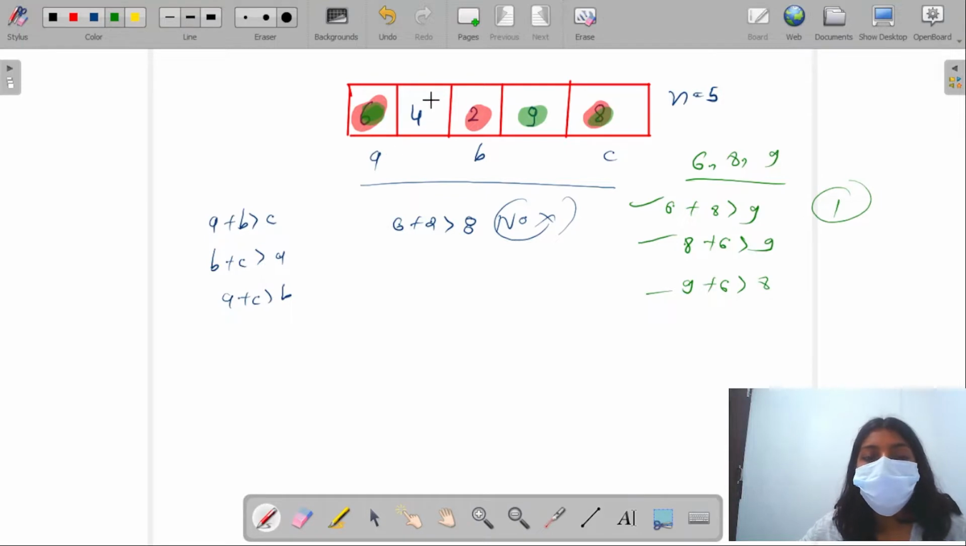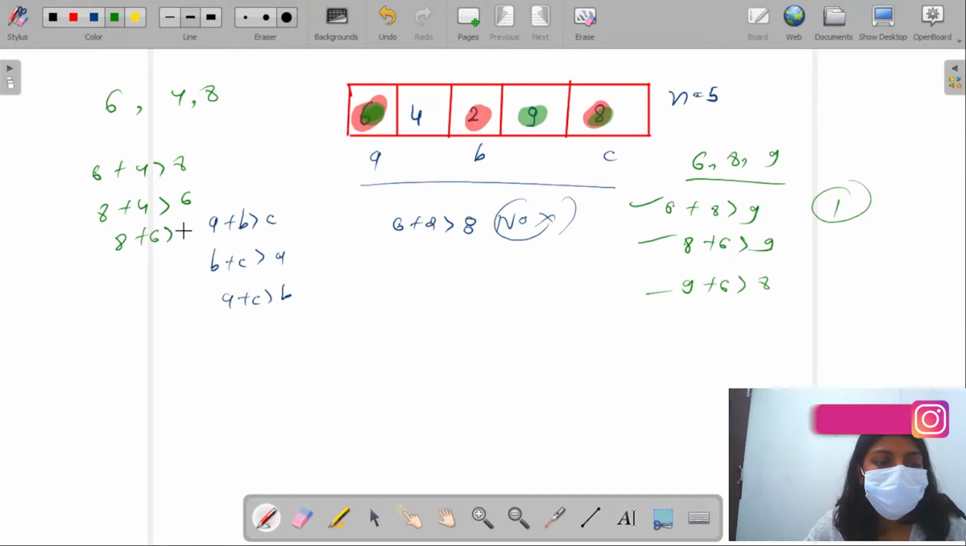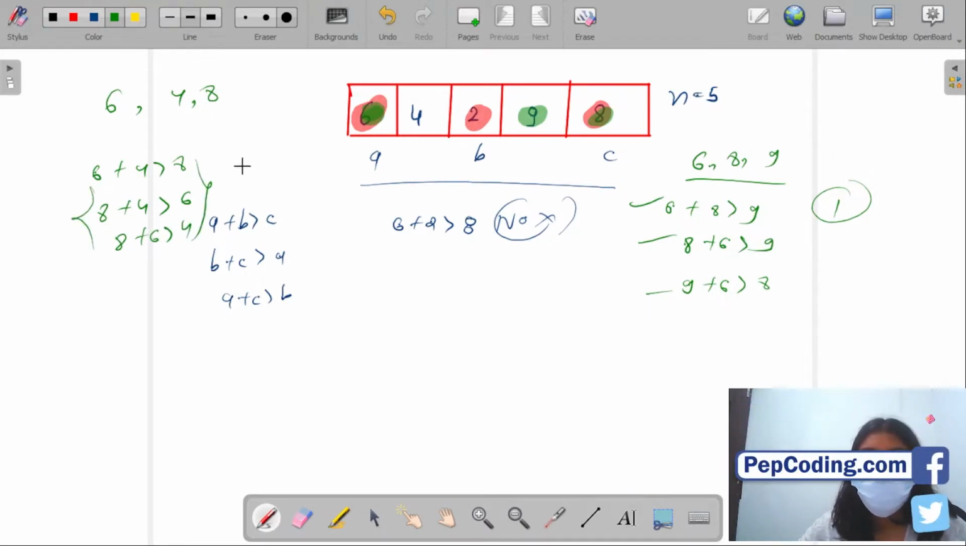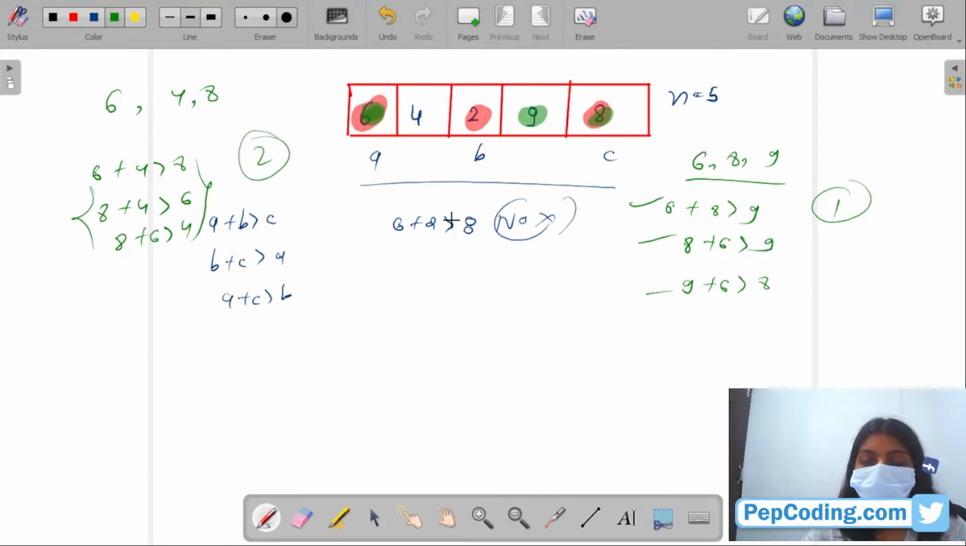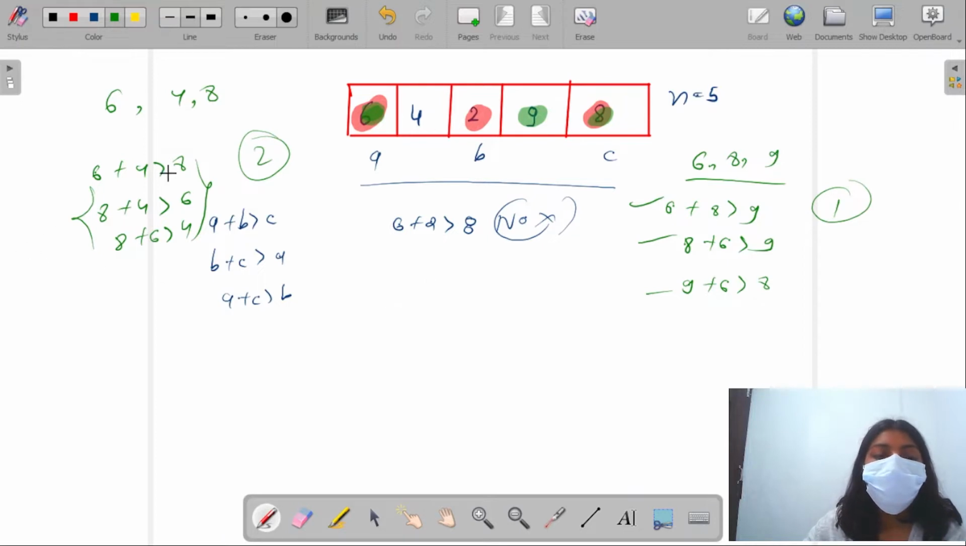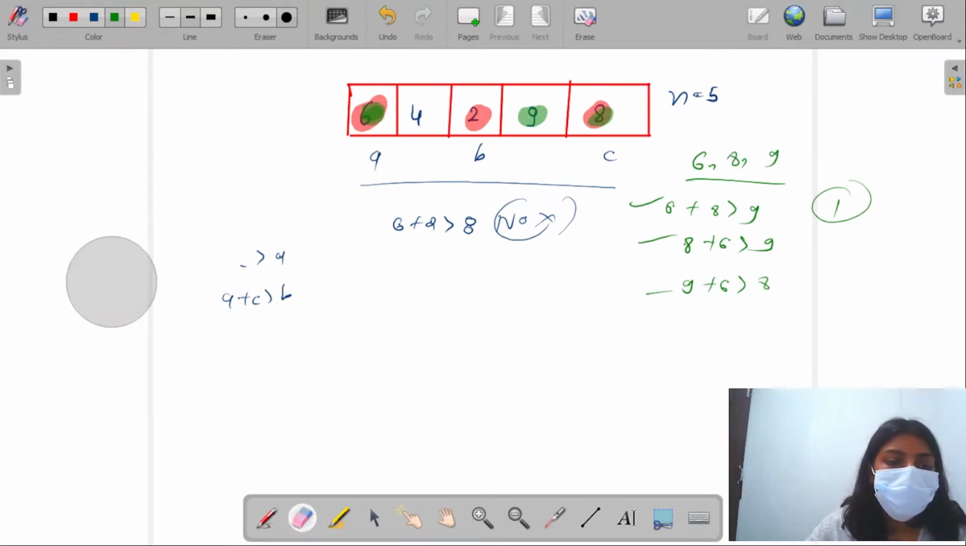Now I again choose 6, 4 and 8. Then 6 plus 4 is greater than 8, 8 plus 4 is greater than 6, and 8 plus 6 is greater than 4. So these three sides also form a triangle. So now I get two triangles. I can form two triangles using these array elements, and I can make more than two triangles also. So I just have to check if I can make a triangle or not, and then I increase my count by 1.